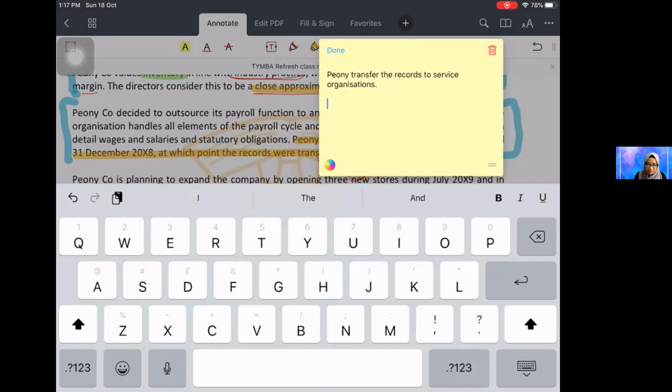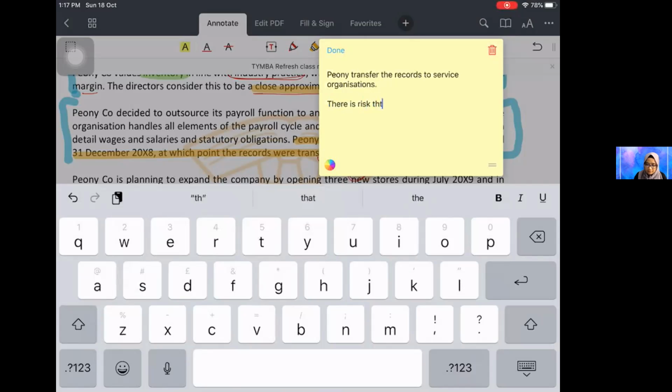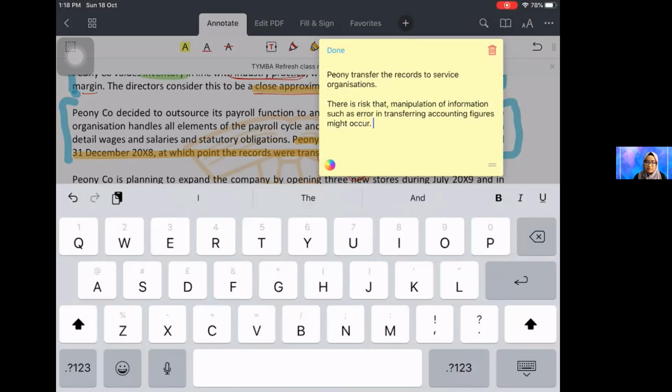You terus kepada there is risk that manipulation of information in terms such as errors in transferring accounting figures might occur. There is risk that manipulation of information such as errors in transferring accounting figures might occur.